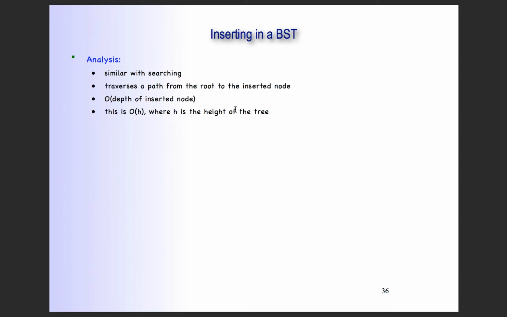Since the complexity is big O of h, it could be possible that you are inserting data at the leaf of the longest path. If you are inserting data at the leaf of the longest path, then you have to traverse the whole longest path to reach that leaf. We know that the longest path basically represents the height of the tree. That's why the complexity of inserting in a BST is big O of h, the height of the tree.